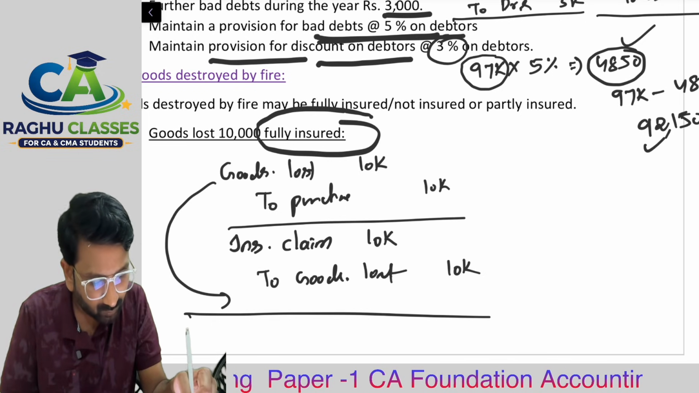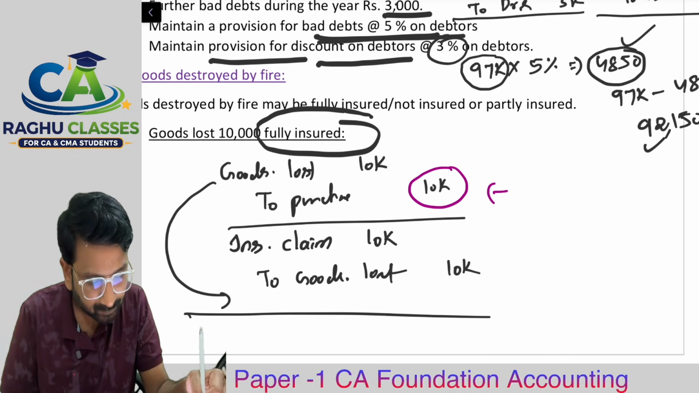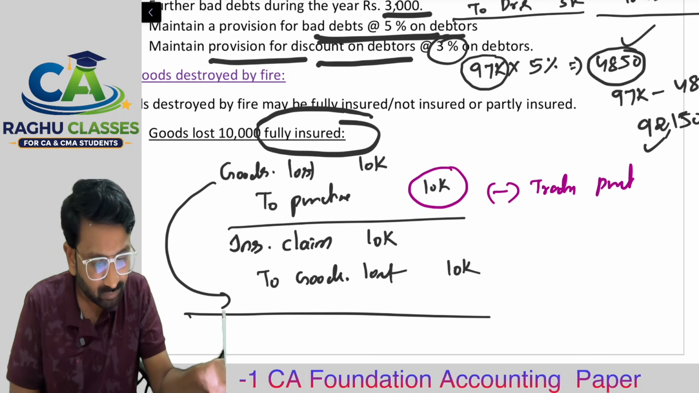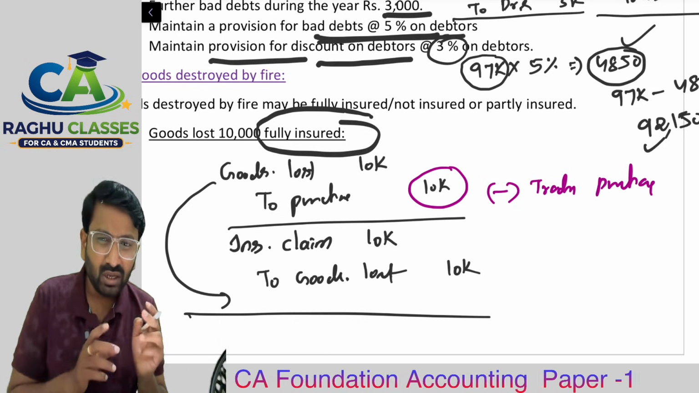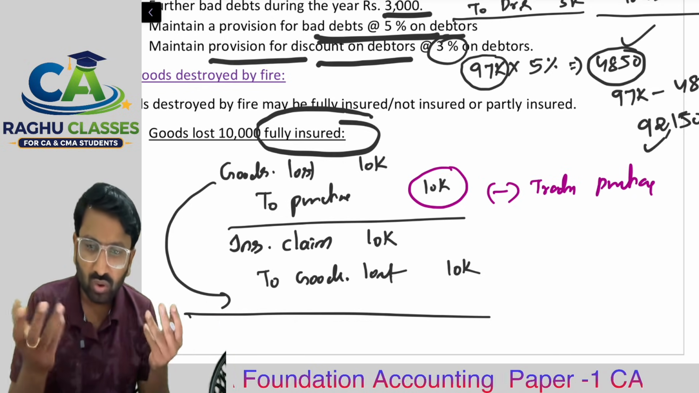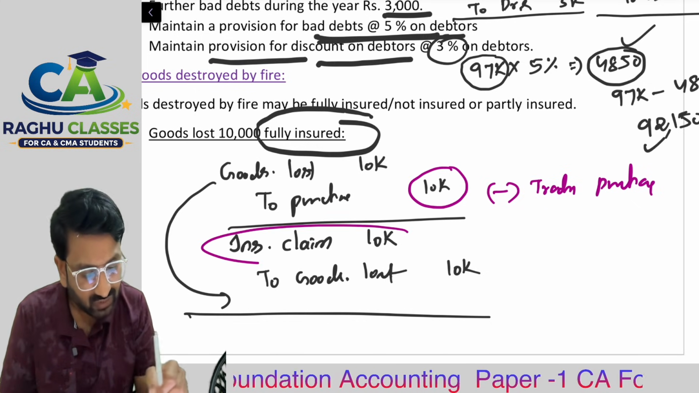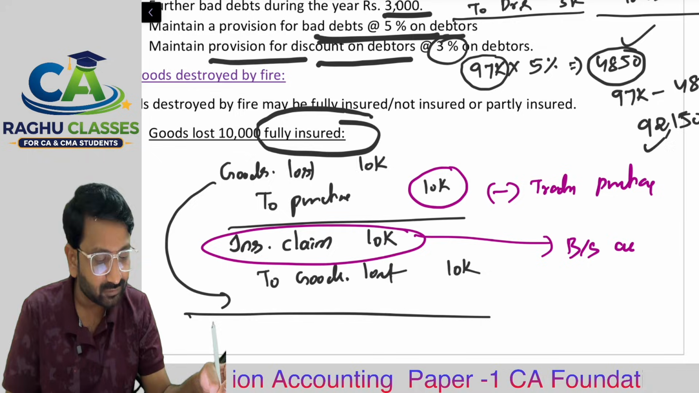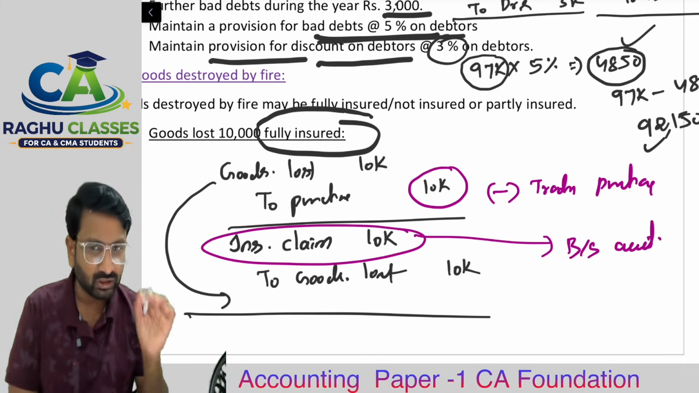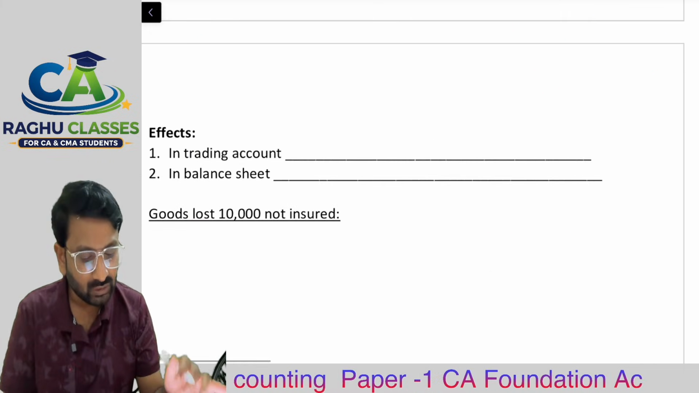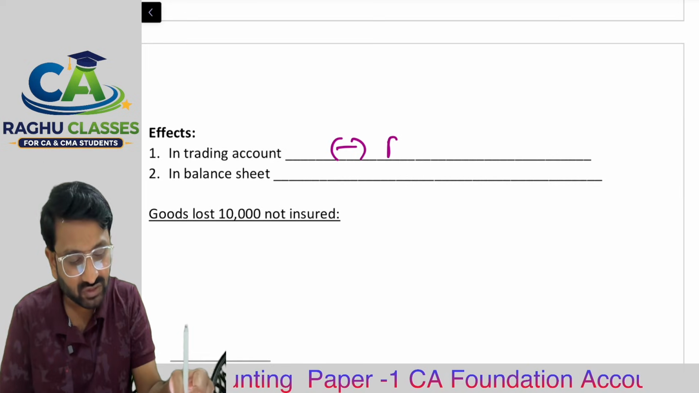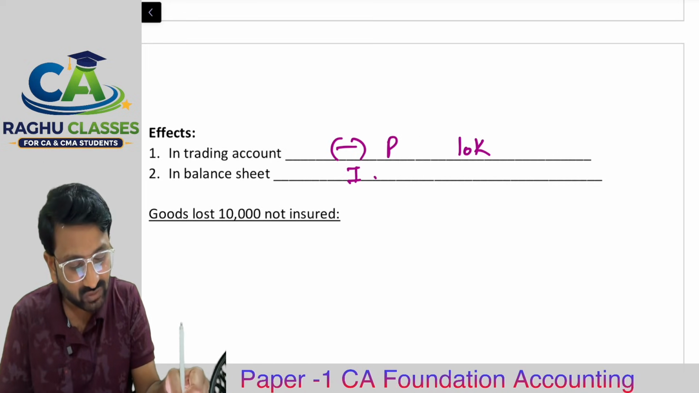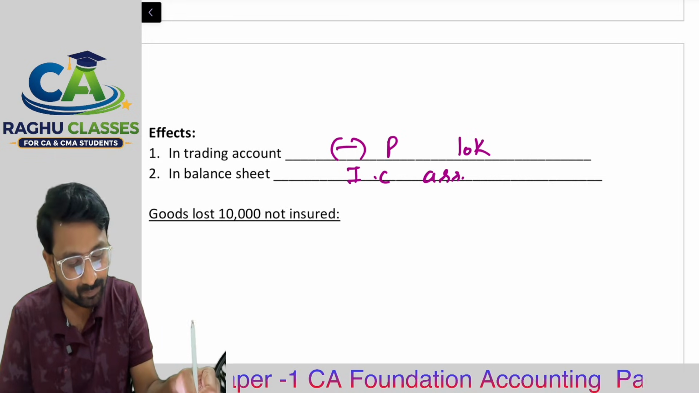Now, if you look at this entry, we are going to have two effects. Effect number 1, this 10,000 in trading account, we will minus from purchase. P&L account, there is no effect because there is no loss for me. And this insurance claim of 10,000 will appear on the balance sheet asset side. Okay, this is fully insured. So trading account minus from purchase, full 10,000. And in balance sheet, show the insurance claim on the asset side.